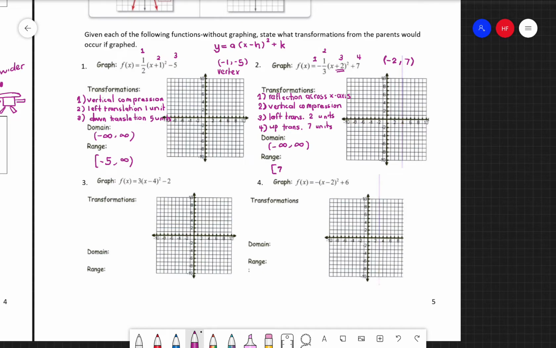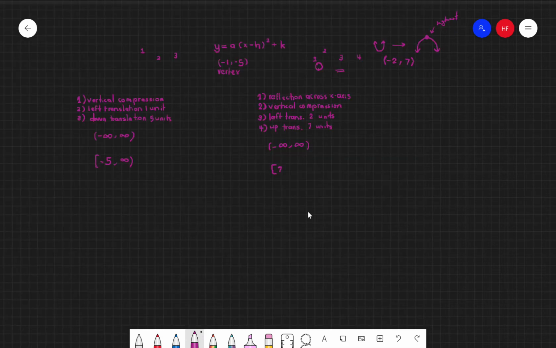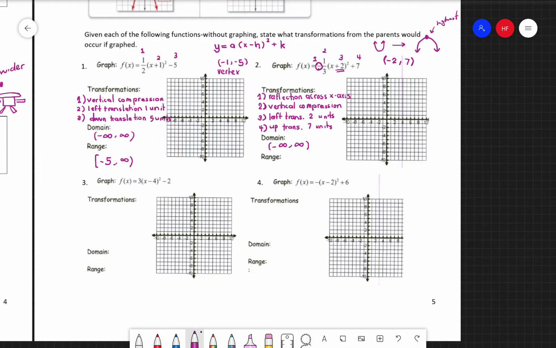But here we have a problem, because this flipped. So I'm no longer like this. I'm like this. So 7 is my highest point. So 7 will no longer be the lowest point. My lowest point would now be -infinity, and it's going all the way up to 7 and then stopping and turning back around.